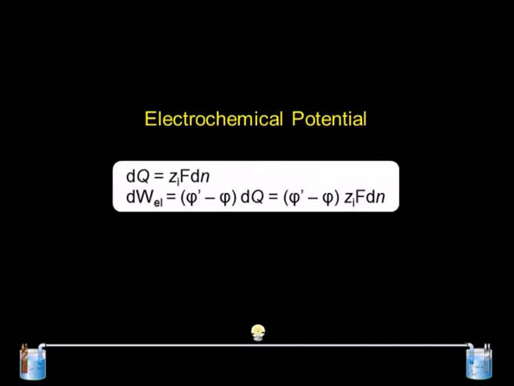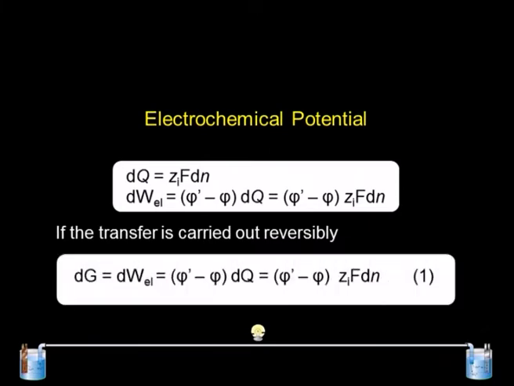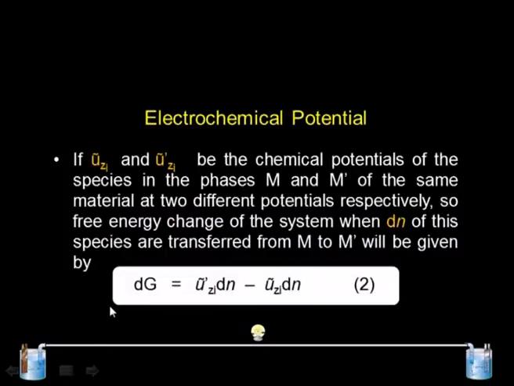If this transfer is carried out reversibly, we have another equation: dG is equal to dW electrical, which will be equal to psi dash minus psi multiplied by dq, which can be written as psi dash minus psi multiplied by Zi F dn. All these relations are very well known and can be obtained from a book of thermodynamics.